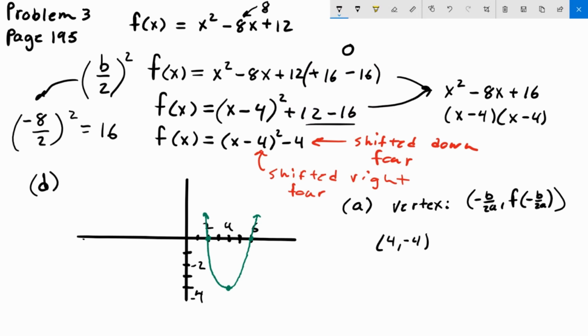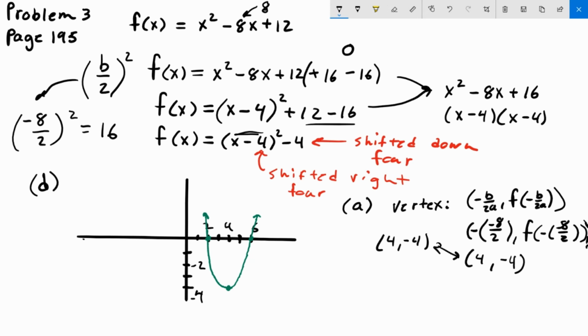Okay, now I'm going to check it using the equation that we've got here. So b is negative 8, and this whole thing is negative, over 2, because a is 1. And then we've got f of negative 8 over 2. So this is 4, and then the function value for 4, if we plug that in, this becomes 0 if you plug 4 in there. So you're left with -4. And as you can see, they check.